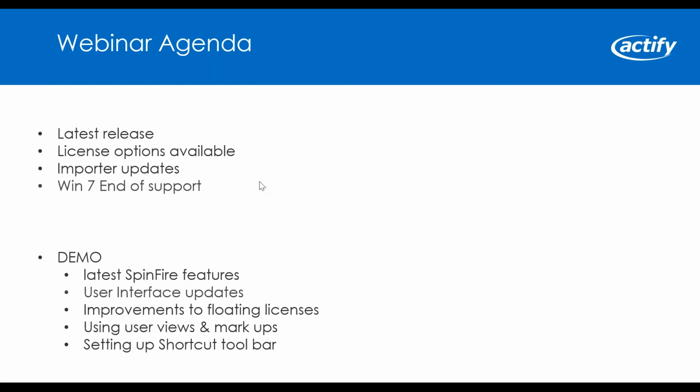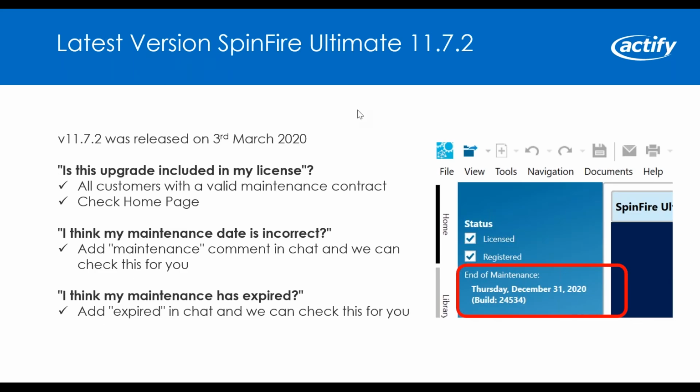Before I hand over to Mark, I just want to cover a couple of subjects myself to check that you are all aware what the latest released version is, our recent importer updates and our licensing options. So SpinFire Ultimate 11.7.2 was released on the 3rd of March last week. A couple of questions that you might have about this: is this upgrade included in your license?